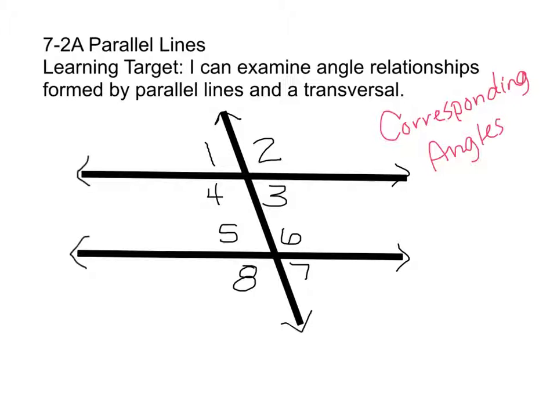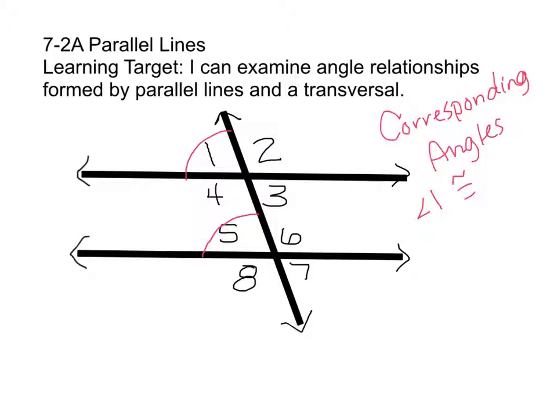So corresponding position, we're looking at angles that are on the same side in the corresponding position. Angle 1 and angle 5: same position. Look at your second line here. Angle 4 and angle 8: same position. So you're just skipping a number. Corresponding angles: 2 and 6, yes, and 3 and 7, yes.